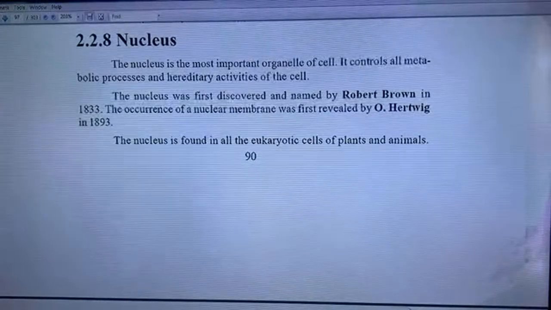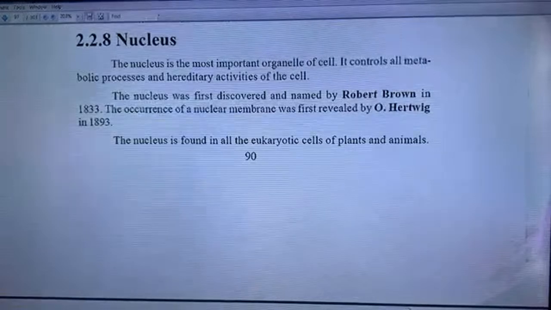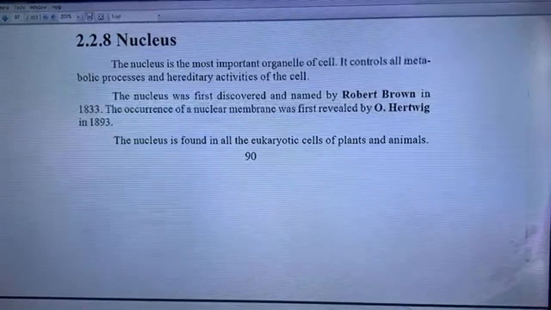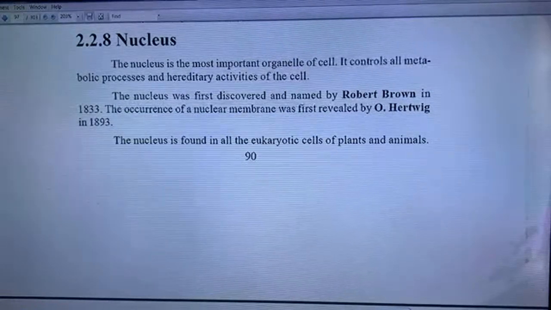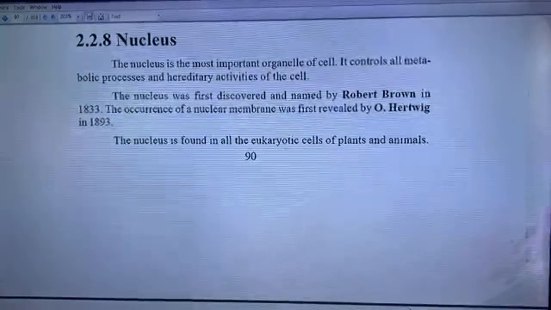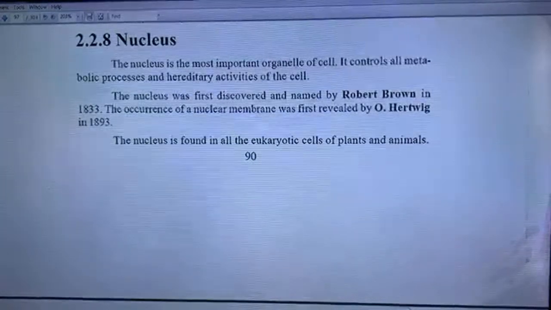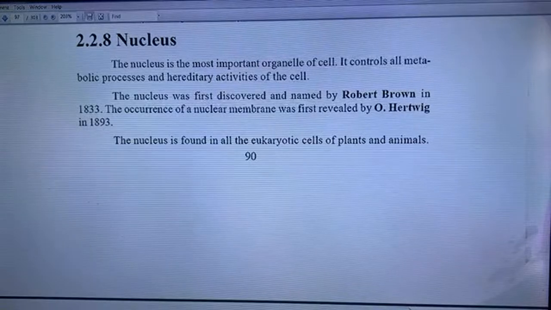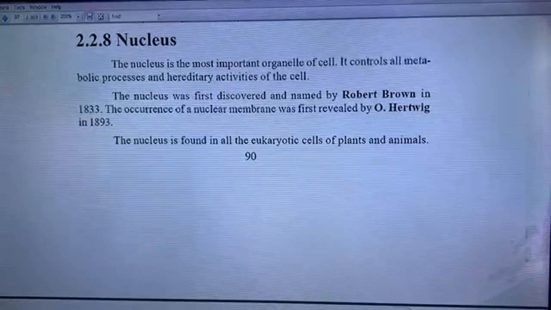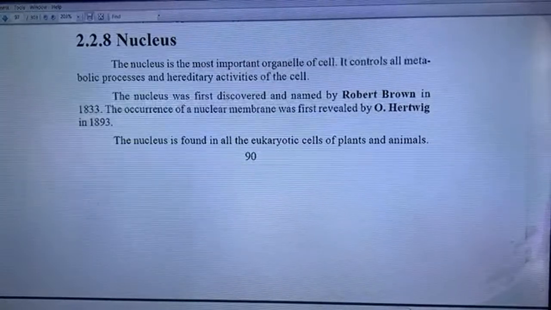of cell. It controls all metabolic processes and hereditary activities of the cell. The nucleus was first discovered and named by Robert Brown in 1833. The occurrence of a nuclear membrane was first revealed by O. Hartwig in 1893. The nucleus is found in all eukaryotic cells of plants and animals.